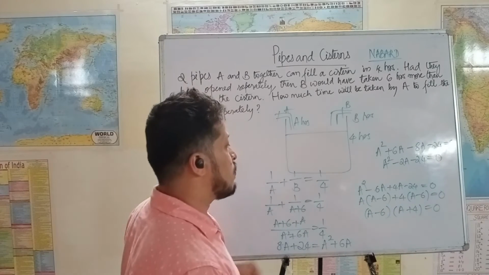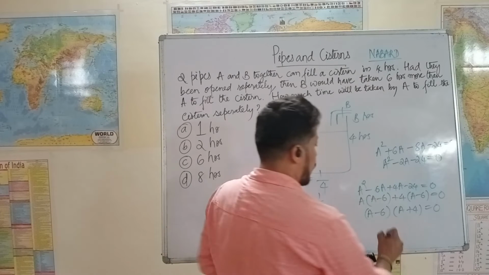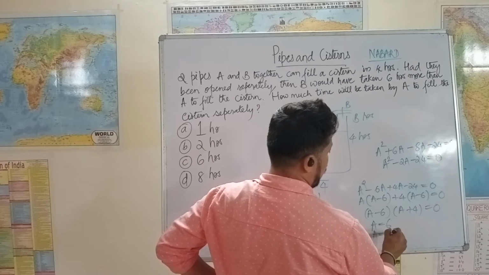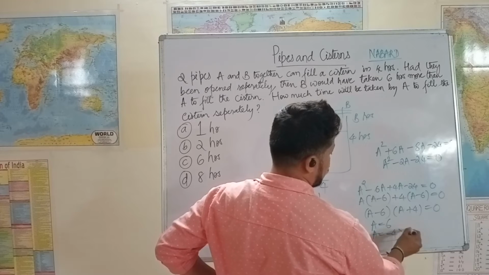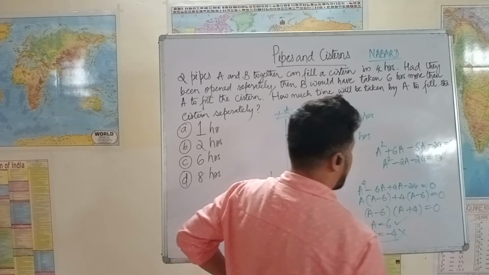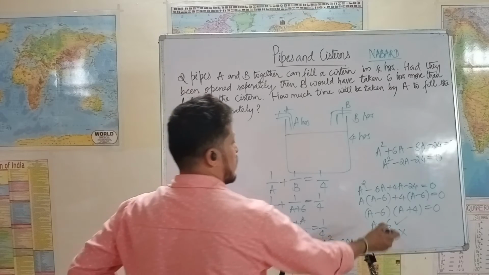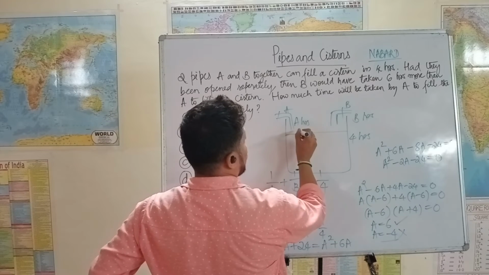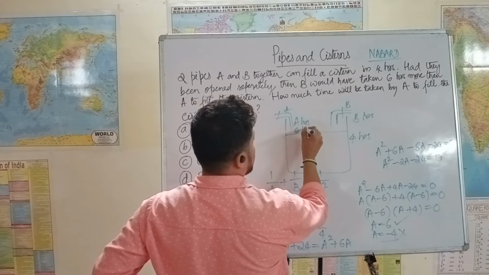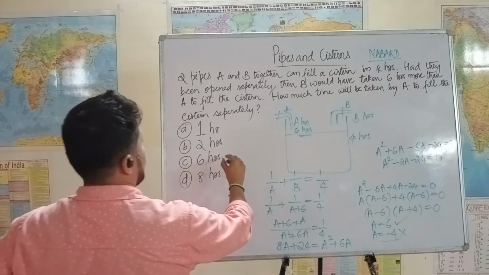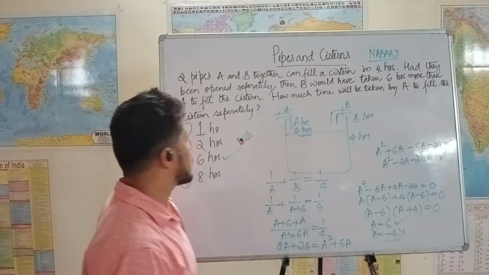That means what? I have two values of a. One is a is equal to 6 and a is equal to minus 4. Let's ignore this minus 4 and let's take a is equal to 6 as the value. That means A alone can fill this in 6 hours. And we have the option here. Yeah, 6. Option C, 6 hours is the answer.